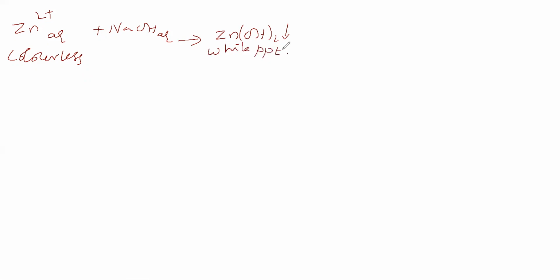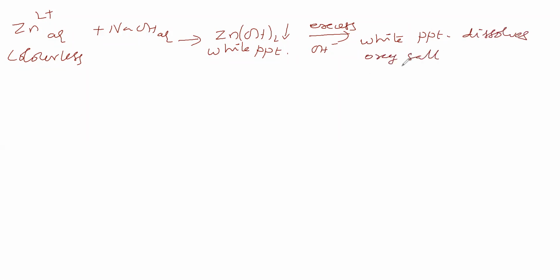Zn(OH)2 is a white precipitate. To this white precipitate, we will add excess sodium hydroxide. This white precipitate dissolves due to formation of oxysalt. Why does the white precipitate dissolve? Due to formation of oxysalt.